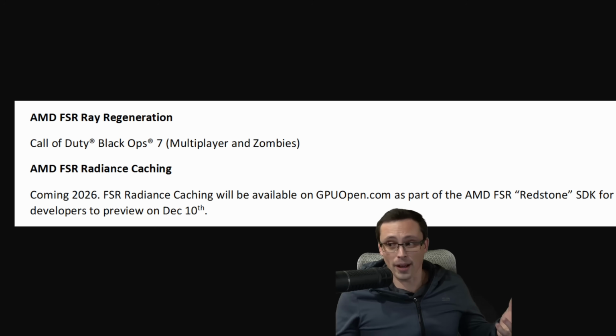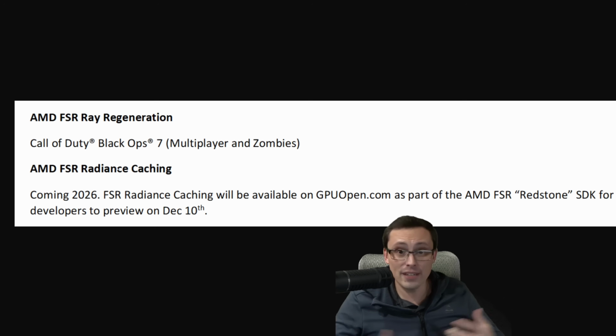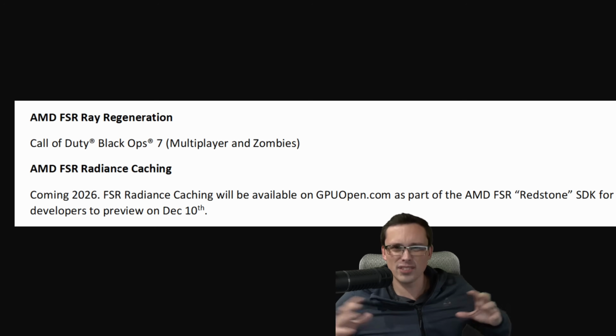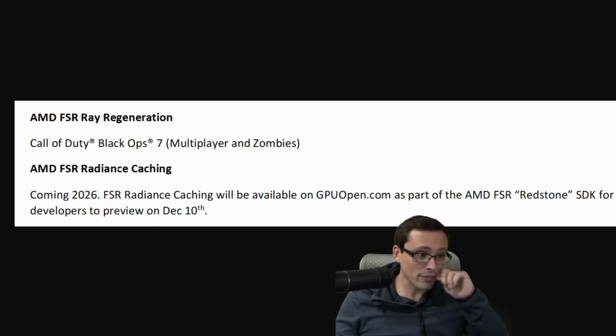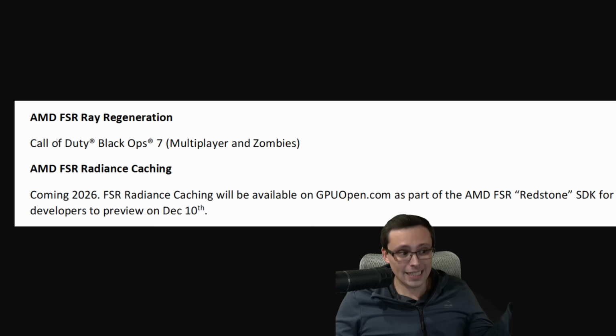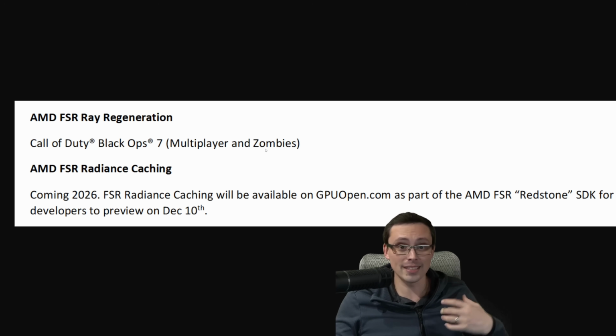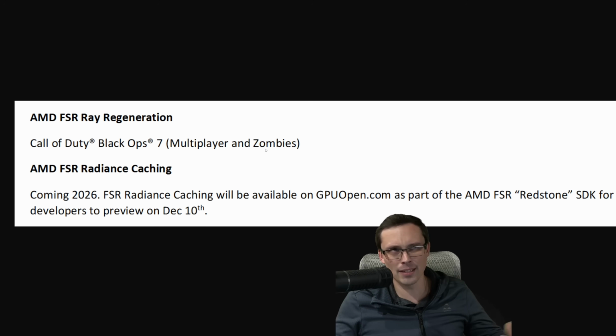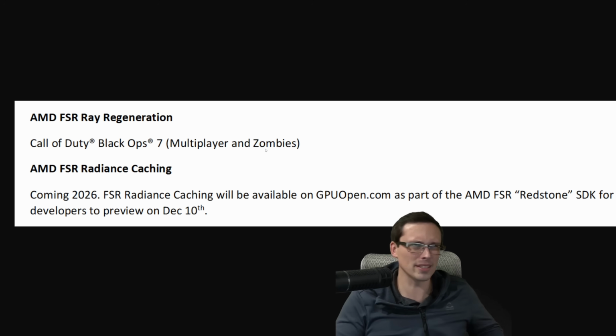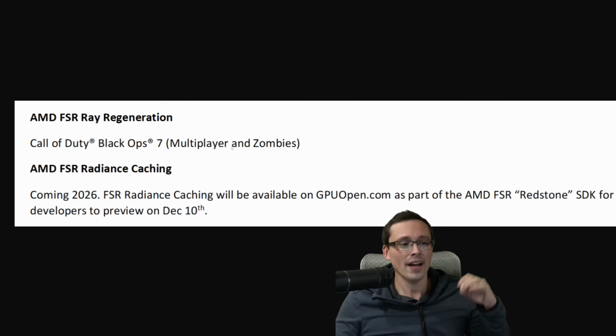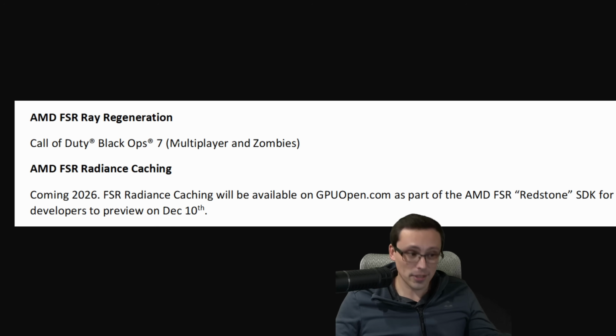So here's the thing. I was hoping to be able to do a big video on testing out all of the huge FSR Redstone features. However, Ray Regeneration is still only available in Call of Duty Black Ops 7, and still only in the multiplayer and zombies mode, not even the single player mode, well, campaign, which I guess is co-op campaign, not truly single player. But anyway, the point is, it's still only available in Call of Duty Black Ops 7 in modes where you might not actually use ray tracing.